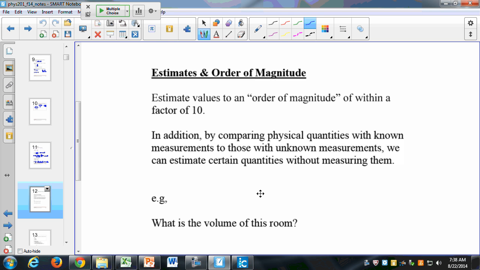And then you also need to know a kilogram. A kilogram is roughly how many pounds? It's 2.2 actually. It's about 2 pounds. So you need to have just rough ideas of what those things are.